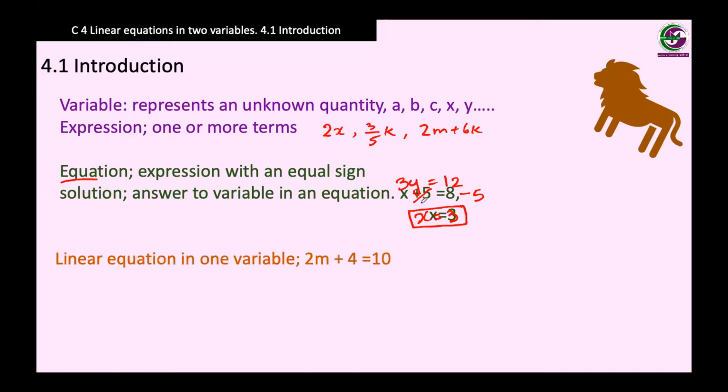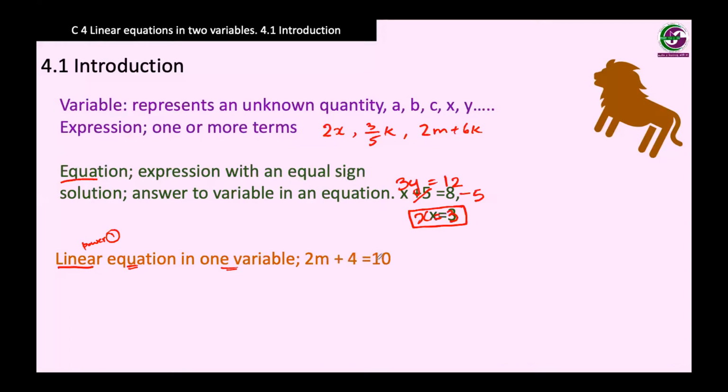Let's see linear equation in one variable. So you have to see word by word. Linear means the highest power of the variable should be 1, or the degree of the equation should be 1. It should be an equation, which means you will have an equal sign, and there should only be one variable. This is an example. You have one variable, the power is 1, so it is linear. This is an equation because you have an equal sign.